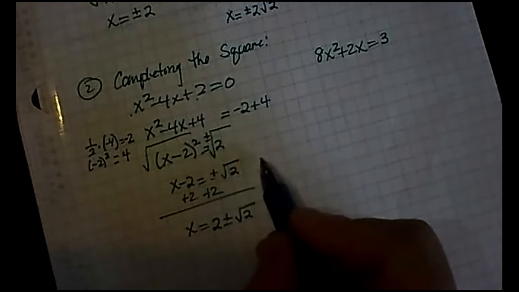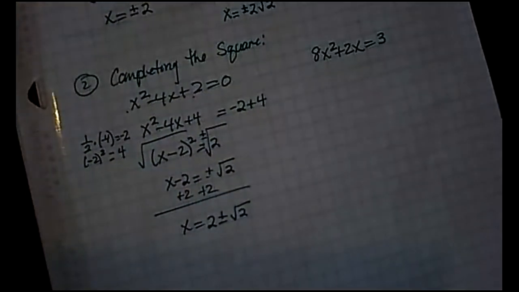Don't put this at the end. You could, but it's better to write with your radical at the end. It's not wrong if you don't, but. All right, so those are our 2 solutions. Don't make them a decimal, just leave them in exact form right there.